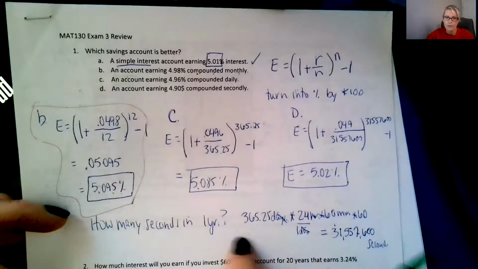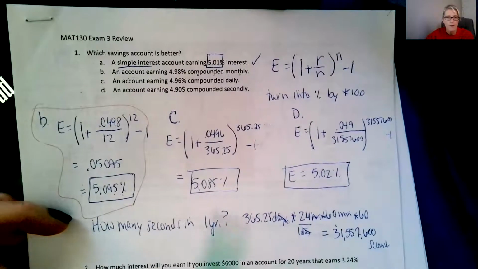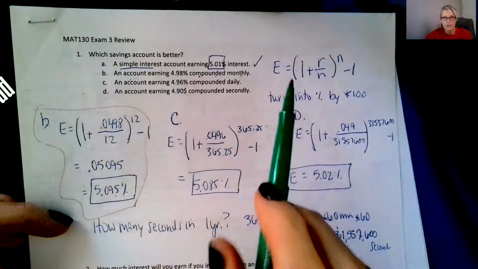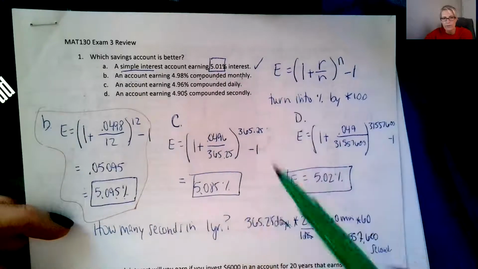And here's my computation down here for how many seconds in a year. So if I'm asking you to compare different savings accounts, you definitely are going to have to use this effective rate because there isn't any money to find the future value.